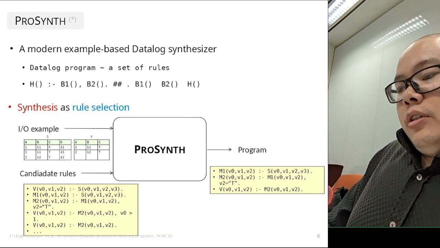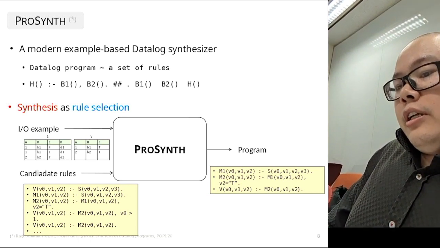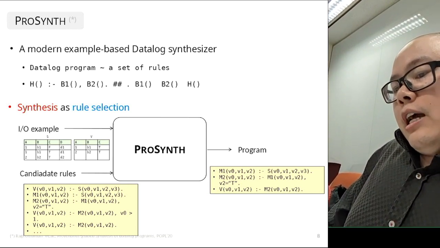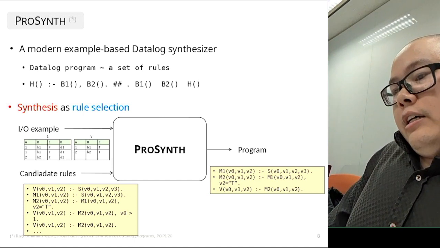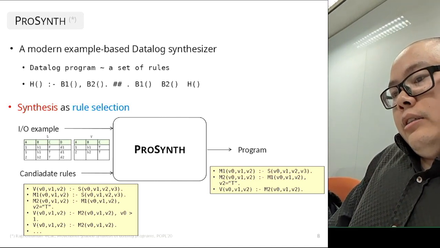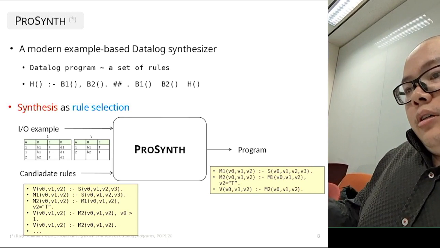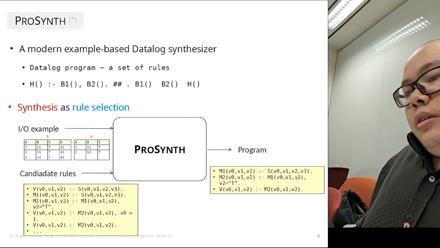ProSynth is a Datalog synthesizer, and Datalog is a set of rules. Each rule expresses a logic formula. You can trace from the right to the left, as the right-hand side infers the left-hand side. ProSynth reduces the synthesis problem to the rule selection problem.